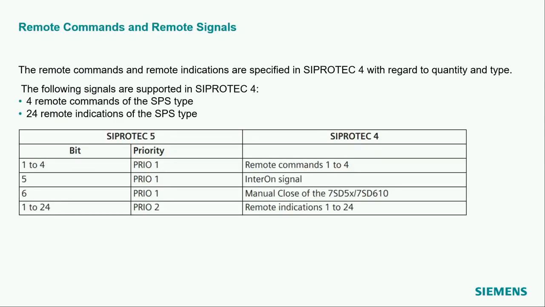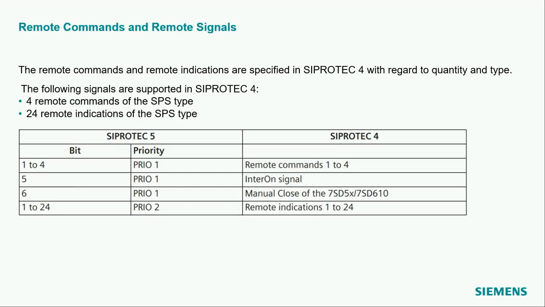The remote data in CPROTEC 5 corresponds to the remote commands in CPROTEC 4. The remote commands and remote indications are specified in CPROTEC 4 with regard to quantity and type. In CPROTEC 4, 4 remote commands of the type SPS and 24 remote indications of the type SPS are supported. The bit position and the priority are already defined in CPROTEC 4.